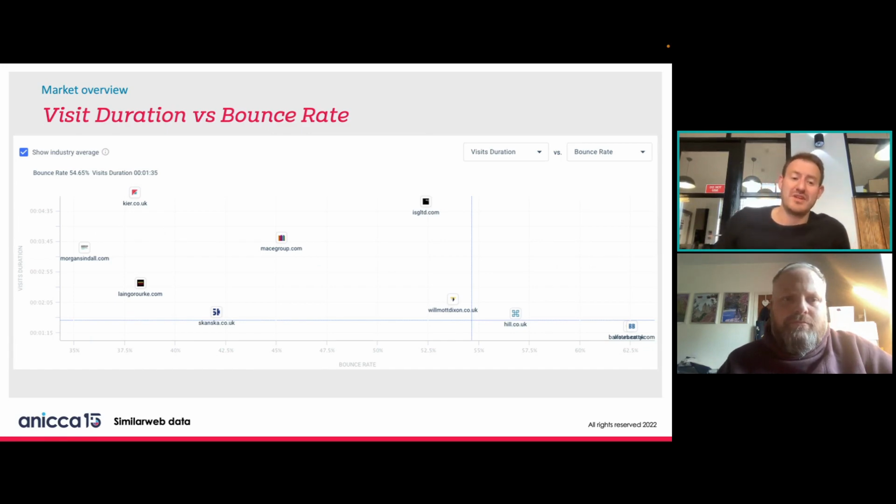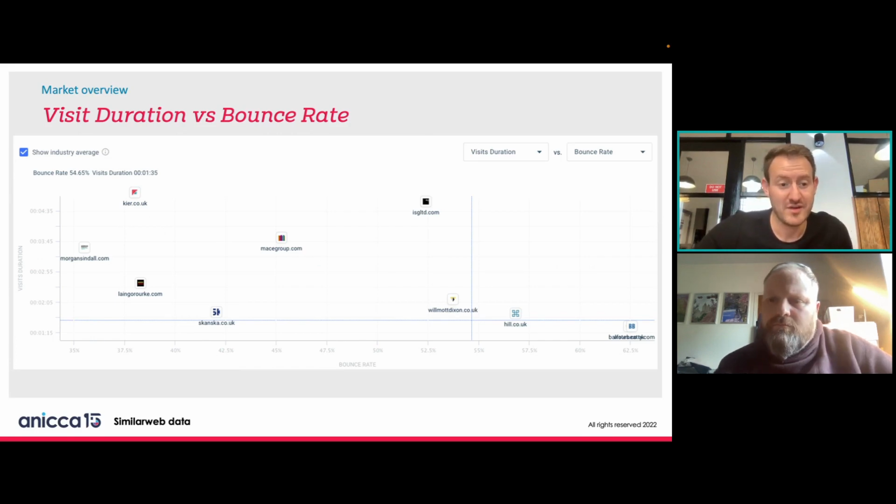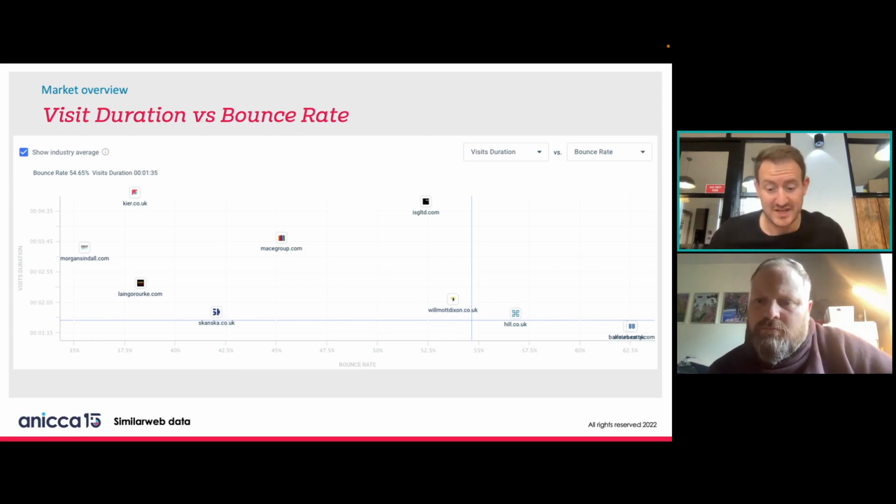As a first example, we've got Morgan Sindall, and they have a really, really low bounce rate, almost 35%, meaning people are visiting the website and they're not leaving straight away. They found some information that was useful to them on that first landing page, which is great to see. They also have a visit duration of probably 3.5 minutes, which means people are sticking around, reading and absorbing a lot of information. So whatever Morgan Sindall are doing at the moment from a landing page point of view is actually working really well.